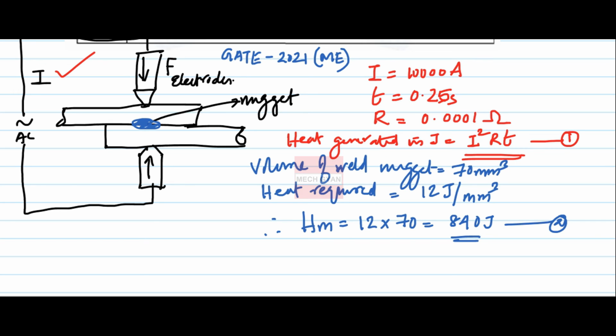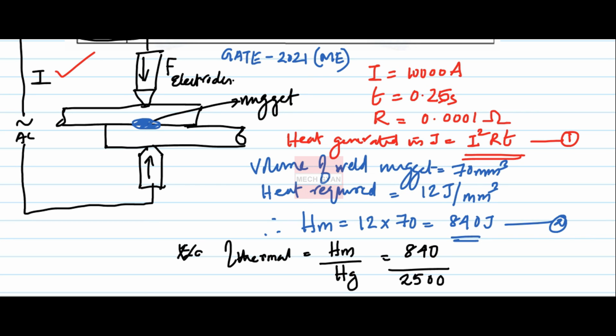Now on equating one, now we know that they have asked for eta, thermal efficiency, that is equal to melting heat by heat generated. So that is 840 by I square RT. When we calculate, we get it as 2500. So 840 by 2500, that is equal to 33.6%. So 33.6% is the right answer.